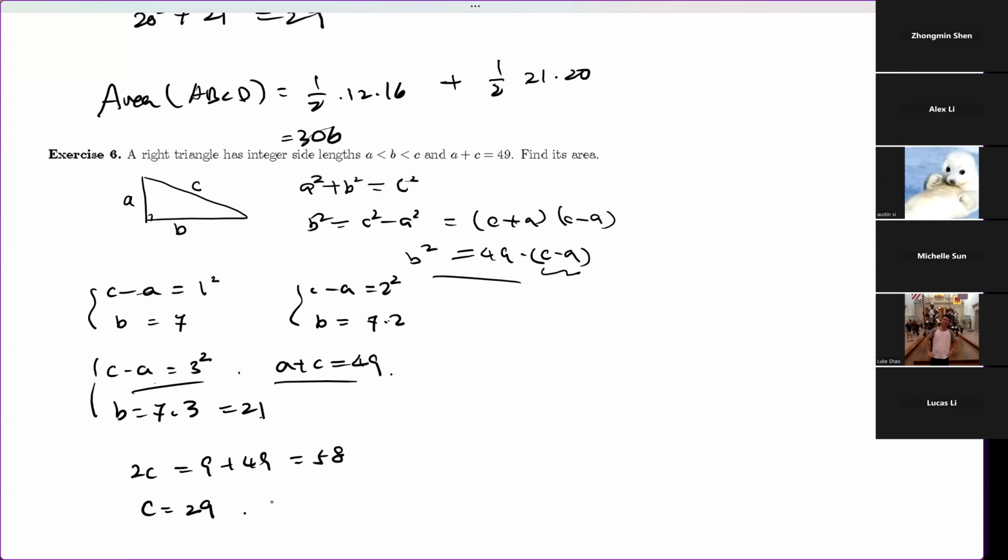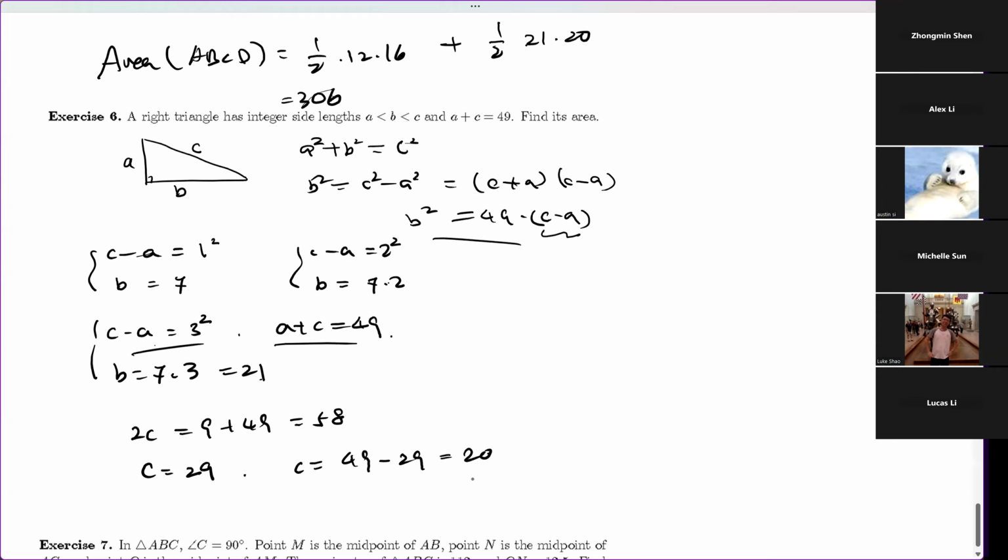Then you have the values, right? b is 7, and you can figure out a, right? Because a plus c is 49, a is going to be 49 minus 29. That'd be 20. So that's one of the sets of solutions.